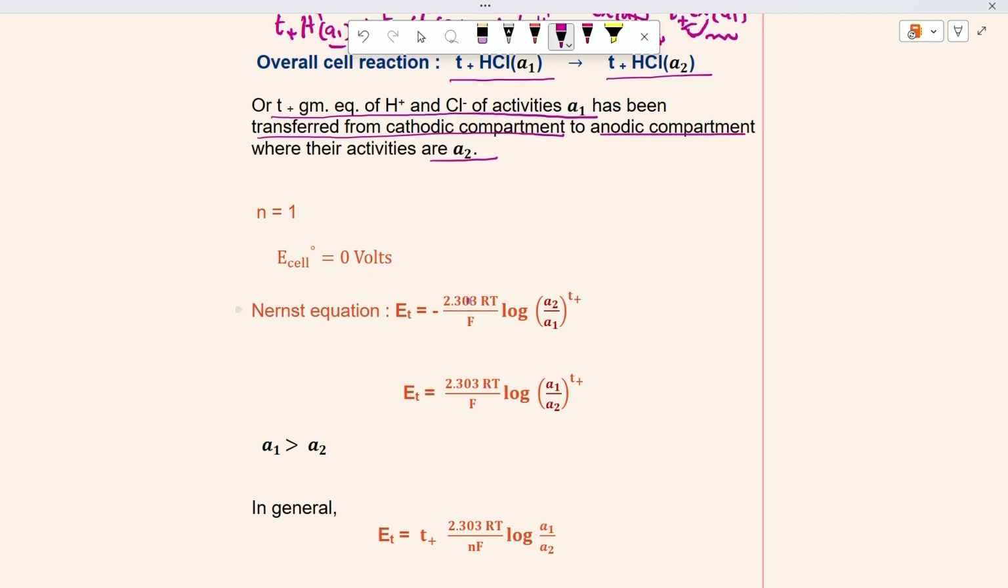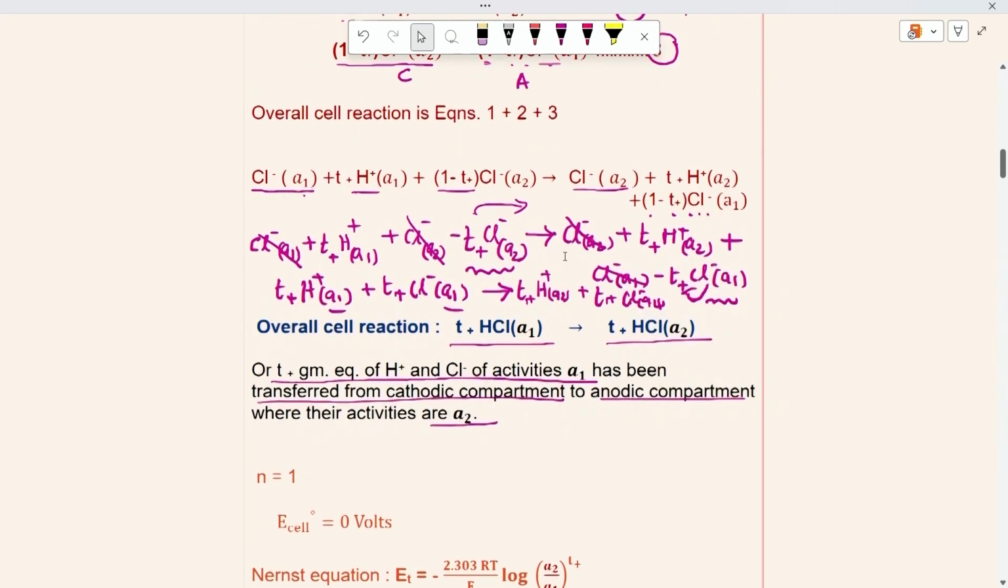So, the Nernst equation will be E with transference is equal to minus 2.303 RT by F log. Now, here we have seen that on the product side it is a2, and on the reactant side it is a1, provided it is not 1 but raised to the power t+. This is the number of equivalents that has been transferred.